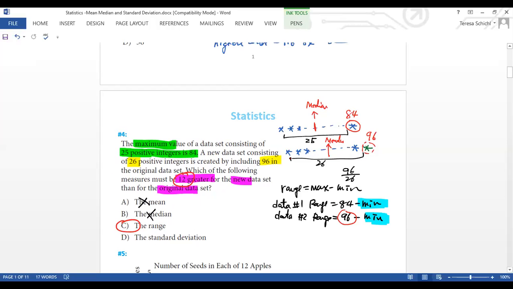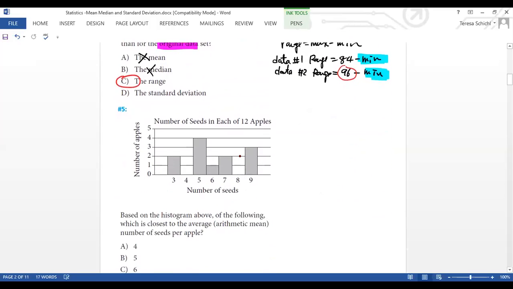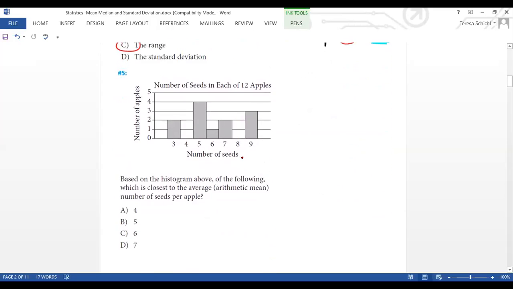This is a very good problem because it tests your reading and your understanding of the definition of each summary statistic here. Okay, so now let's take a look at problem number 5. Then maybe we can take a break, because we're going to finish the remaining problems in the next video. Here is the number of seeds in 12 apples.